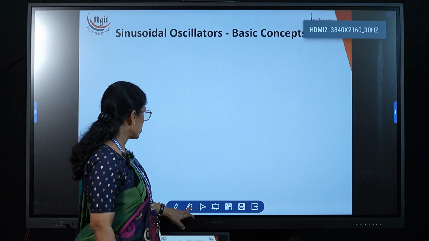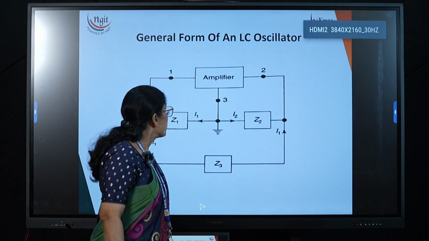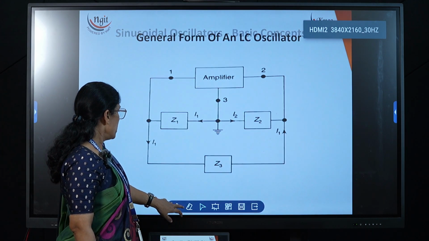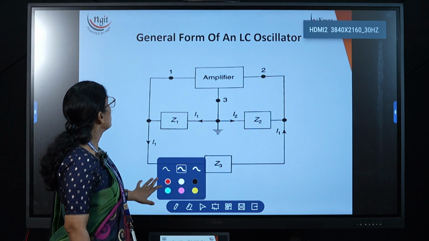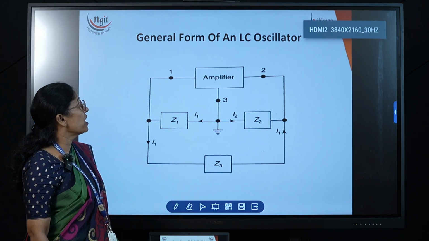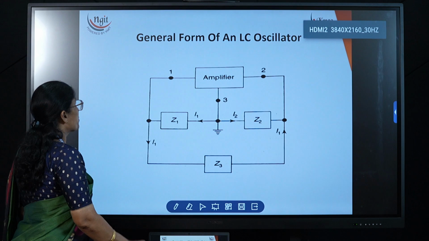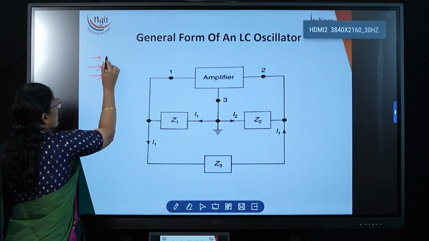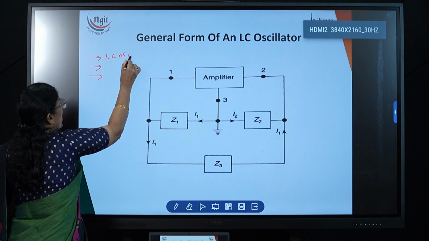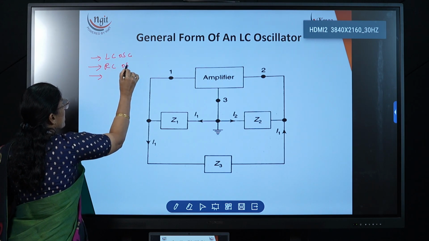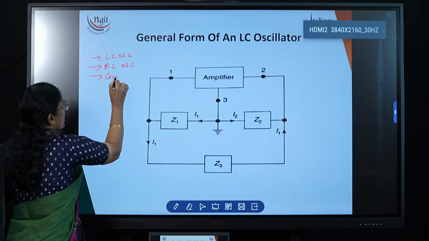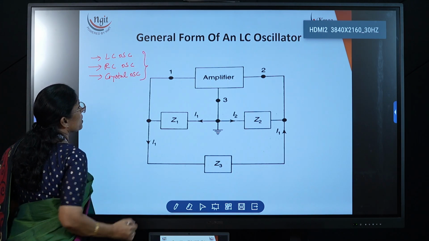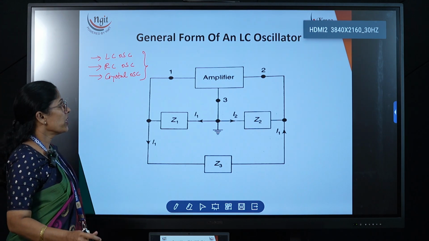Now in the next lecture, in the next slide, this is the general form of an LC oscillator. Here we have types of oscillator. In your syllabus we are studying three different types of oscillator. One is the LC oscillator, another is the RC oscillator, and the third is the crystal oscillator. These three oscillators we are studying in Unit 3, oscillators.